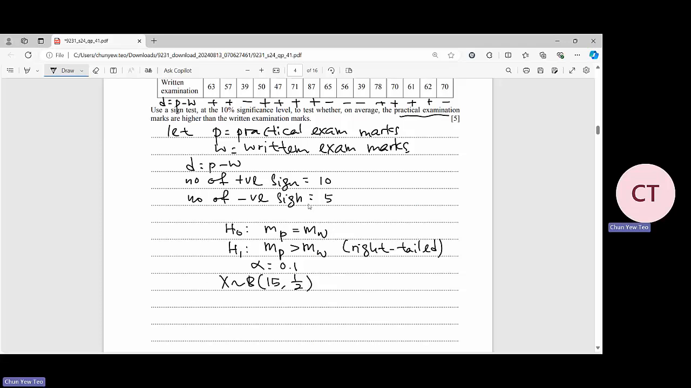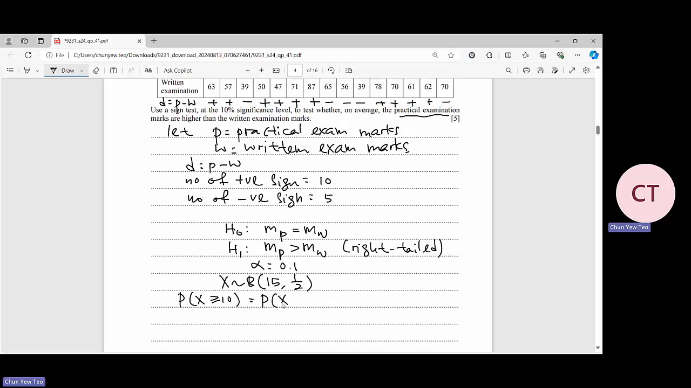So we are talking about the positive sign. It's a 10. So we just put the probability for x greater or equal to 10. Since the mean is 15 over 2, which is 7.5, 7.5 is over here, 10 is here, then you have to go to this right-hand side. So for this case, you need to say x greater or equal to 10.